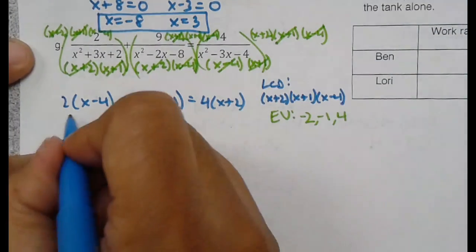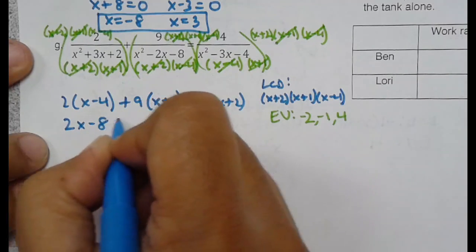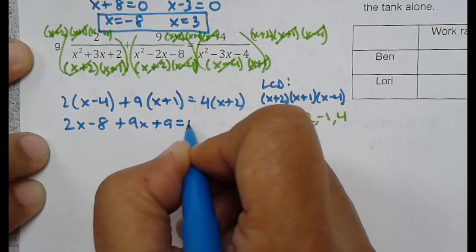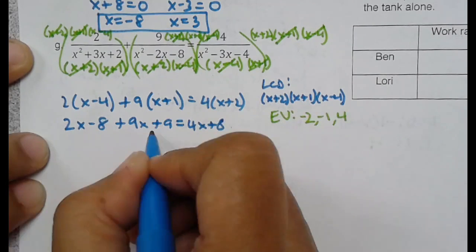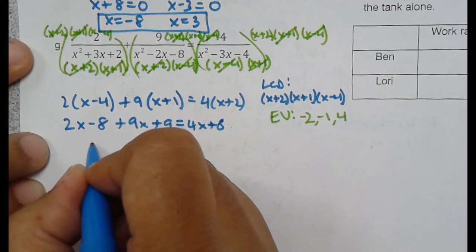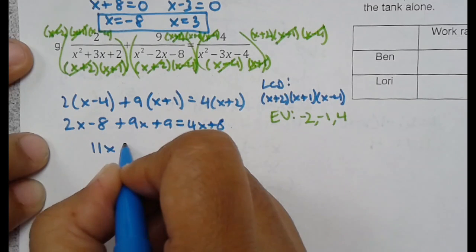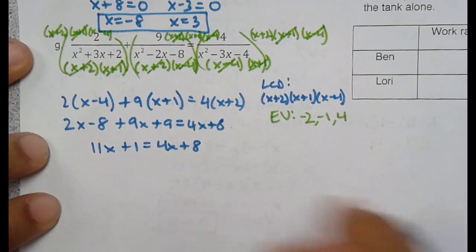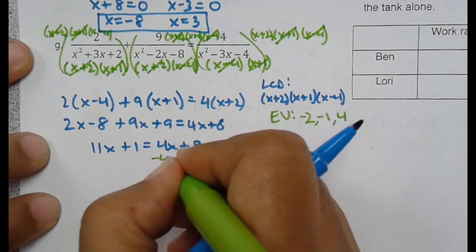All right, let's go ahead and distribute. We get a 2x minus 8, distribute here, we get a 9x plus 9, and distribute here, we get a 4x plus 8. Let's add our like terms here. So 9 and 2 is 11x, negative 8 plus 9 is 1. Let's get our x's on one side of the equal sign. So I'm going to go ahead and subtract the 4x.